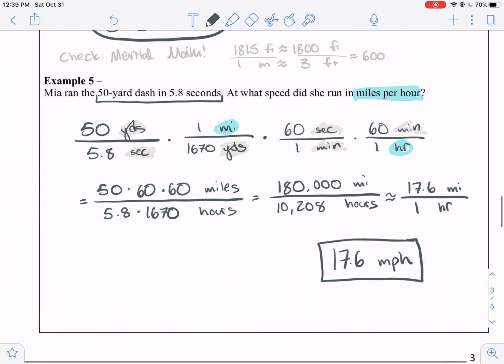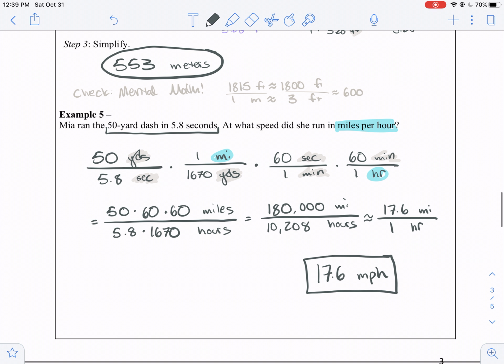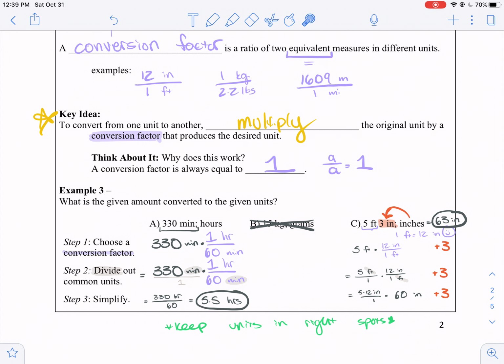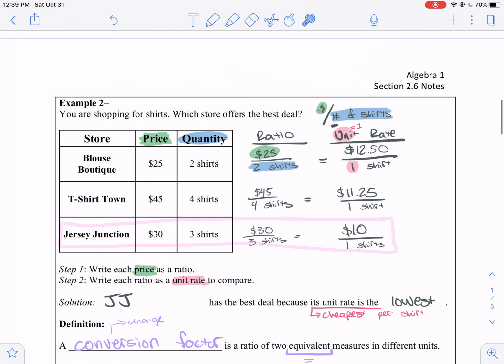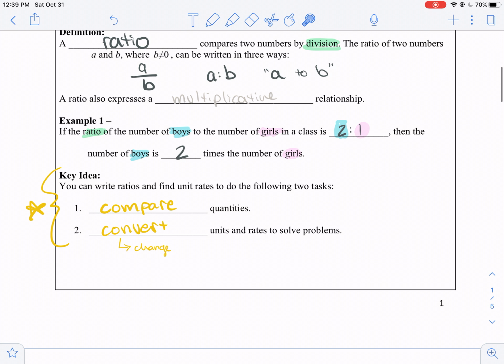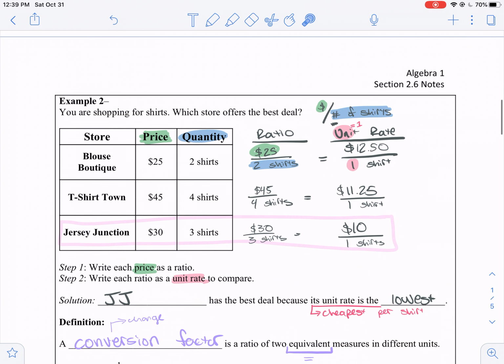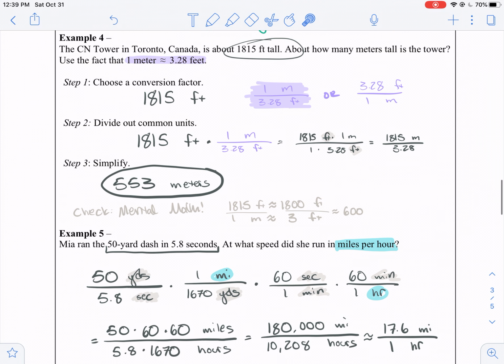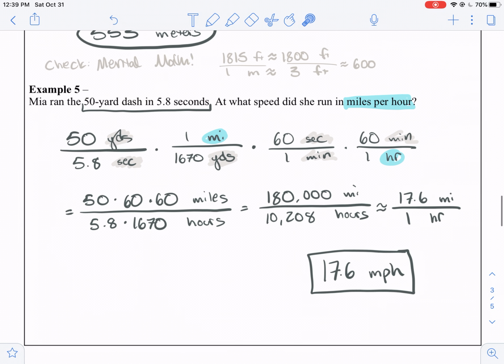So good job, Mia. Way to go. Okay, when you are converting units, remember to put your units in all the time. Your units need to cancel out, so top over bottom, they need to reduce out. And we're multiplying things that are equal, because that's multiplying by 1. It doesn't change anything. And we can compare quantities just like we compared shirts, and we can convert units to things that just make more sense.